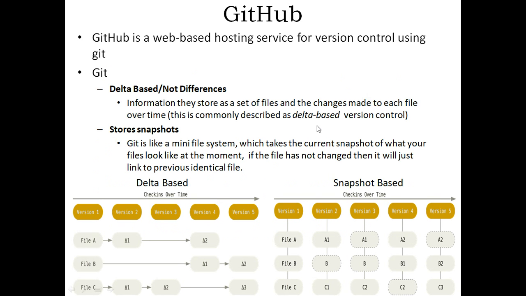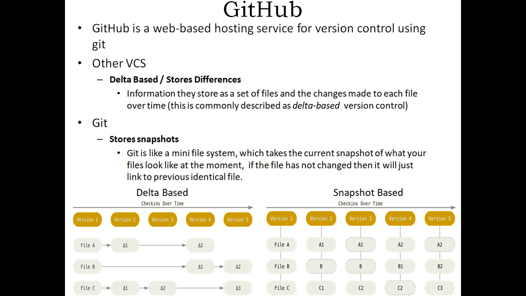Okay, what is GitHub? GitHub is a web-based hosting service for version control using Git. GitHub is a company which provides a hosting service wherein you can go and create repositories and make use of version control using Git. How is Git different from other version control systems? So let us look at that.